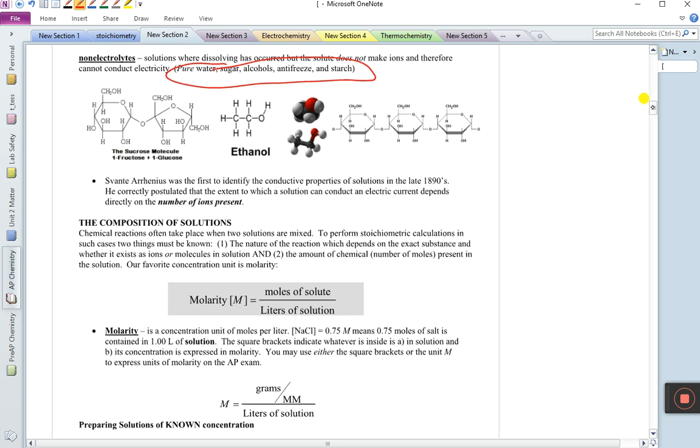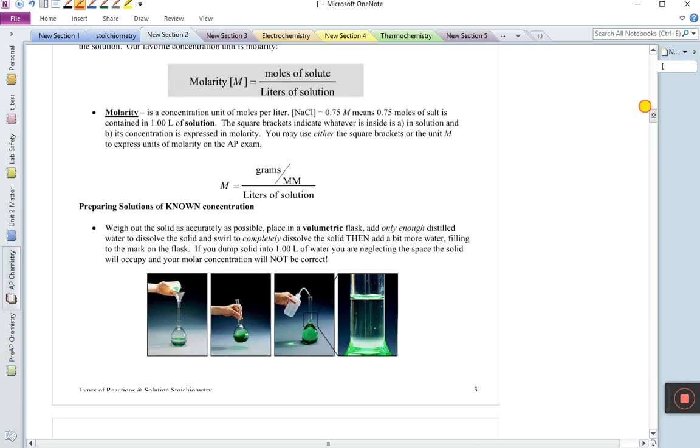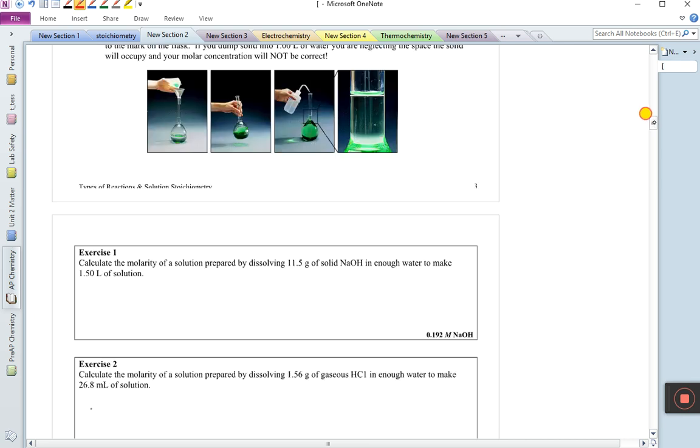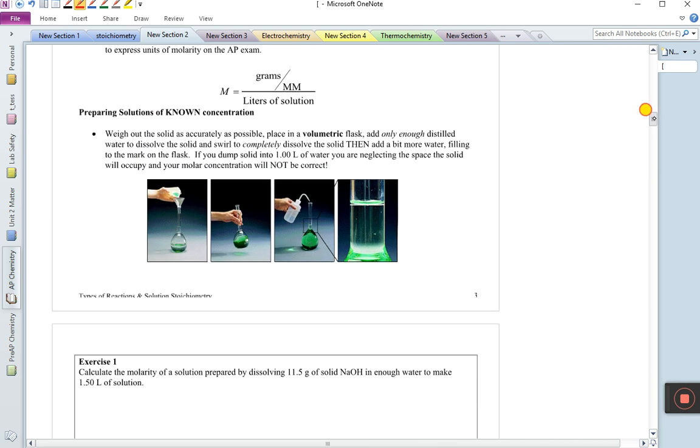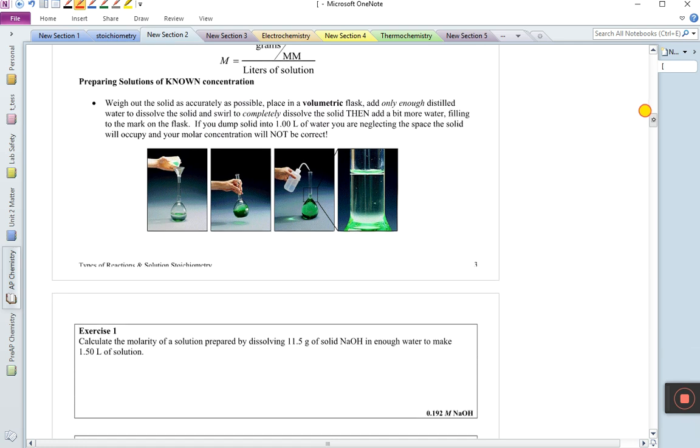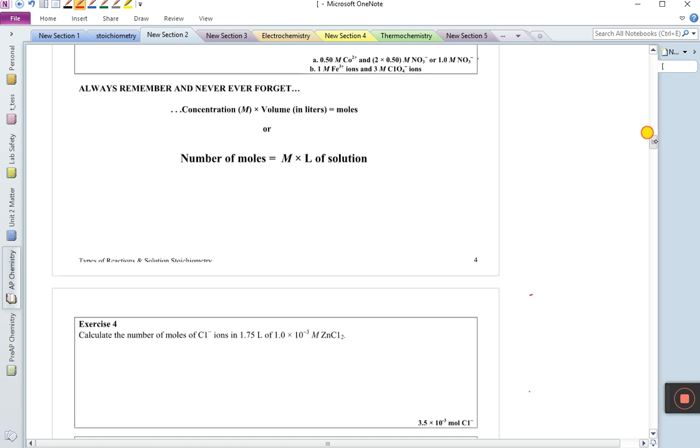Alright, composition of solutions we looked at yesterday. Molarity is moles of solute per liter of solution. If we're preparing solutions, you weigh out the mass that you need and then dilute it in what's called a volumetric flask. So that sort of shows there. We've got a better picture down here.